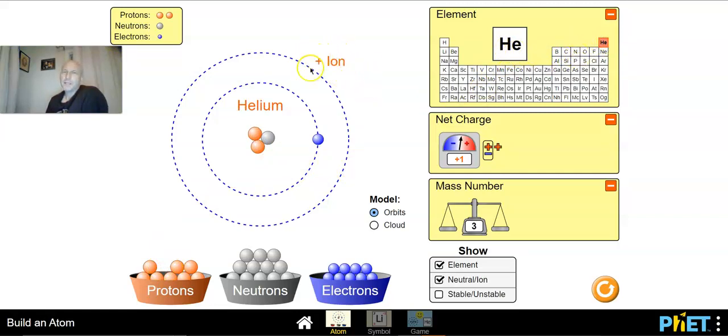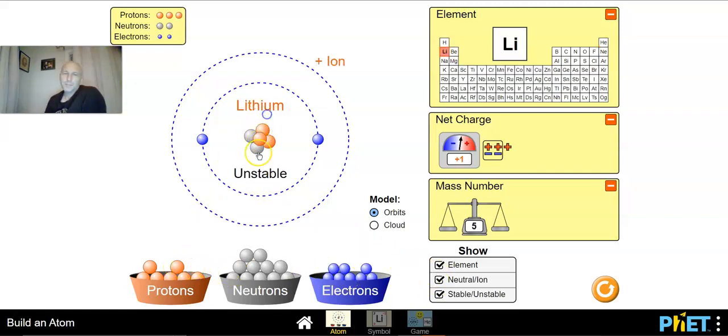But it is an ion. It has a +1 charge. So what do I need to add in order to take that +1 charge down to 0? Well, I need to add an electron. Now you notice it's at 0, but remember, I want this to be a stable atom. Well, it's stable now, because I have 2 protons, 2 neutrons, 2 electrons. Everything's even.